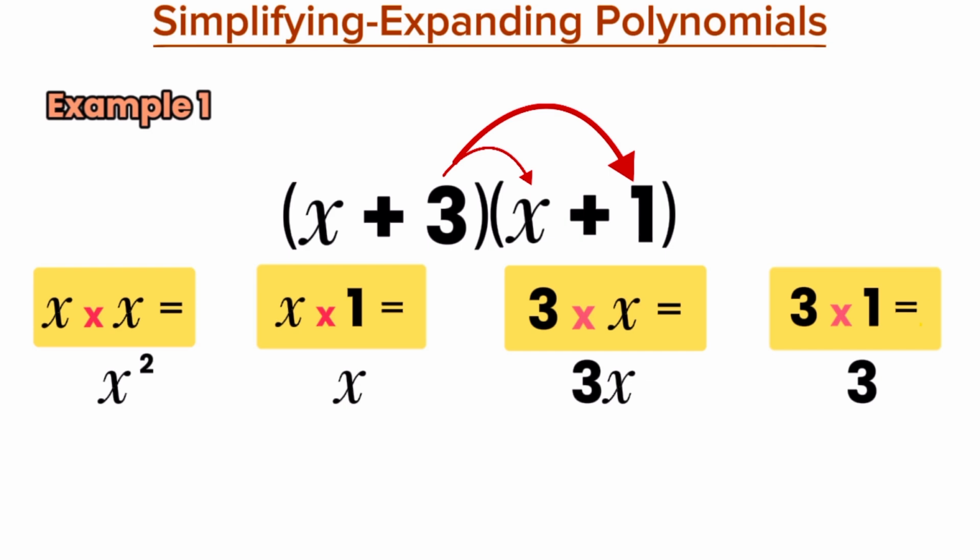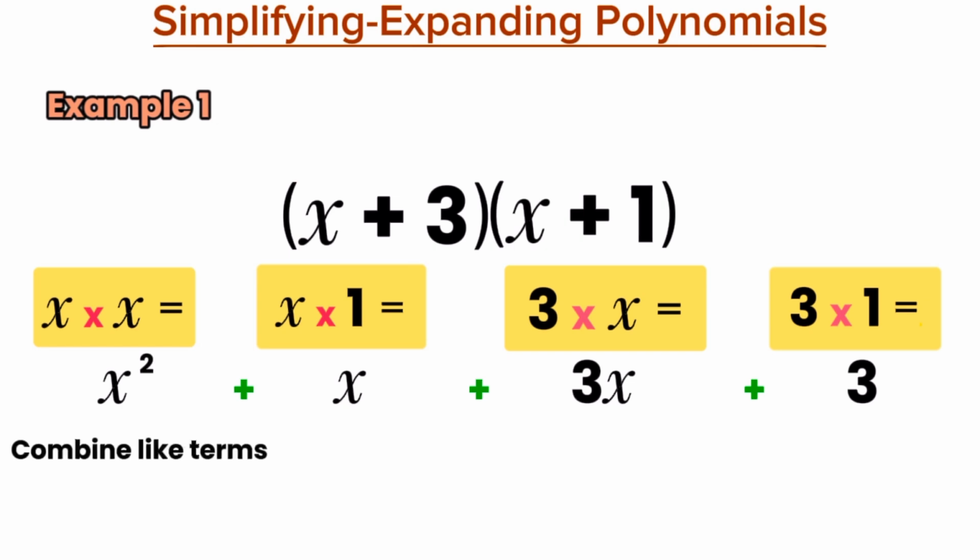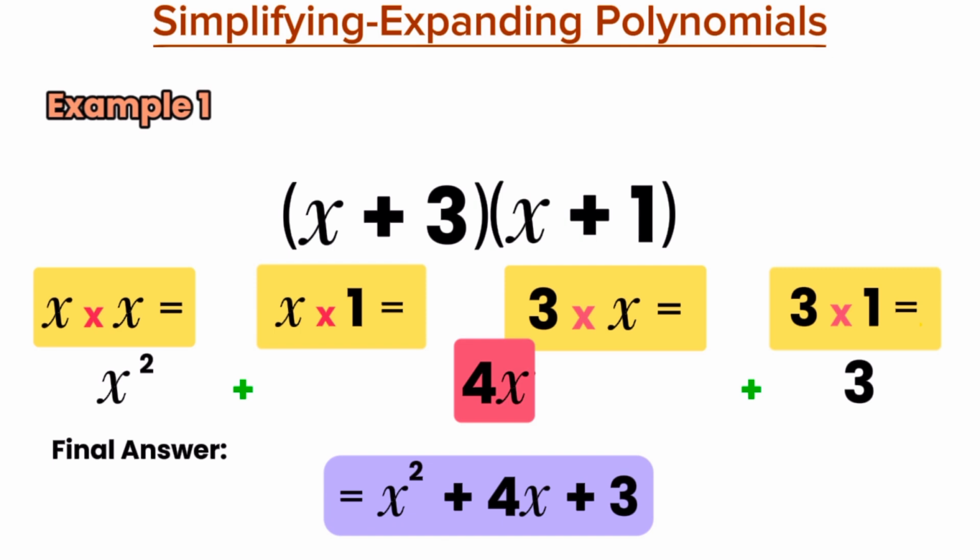Since the sharing is done, you take the terms that you've calculated and add them together. That gives us x squared plus x plus 3x plus 3. You now combine the like terms that are x and 3x and add them together to get 4x. And there you have it. We've expanded x plus 3 times x plus 1 to get x squared plus 4x plus 3.